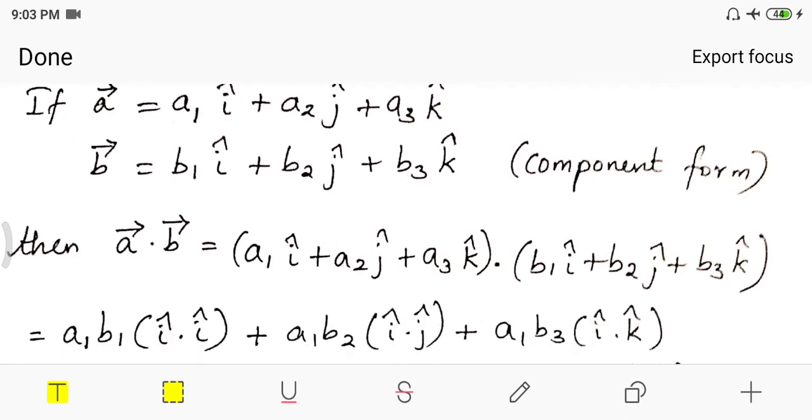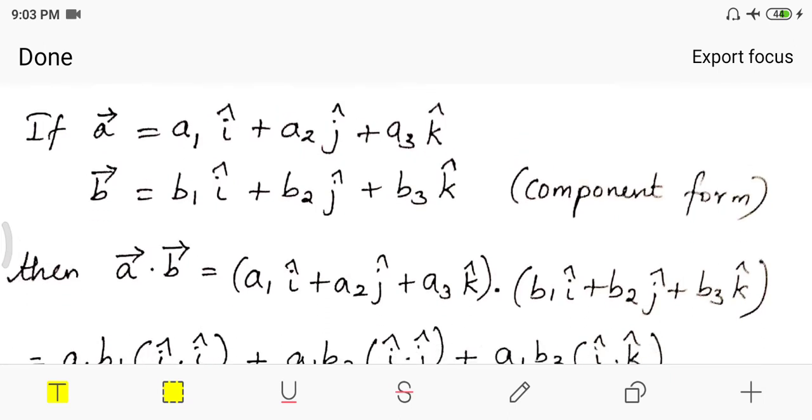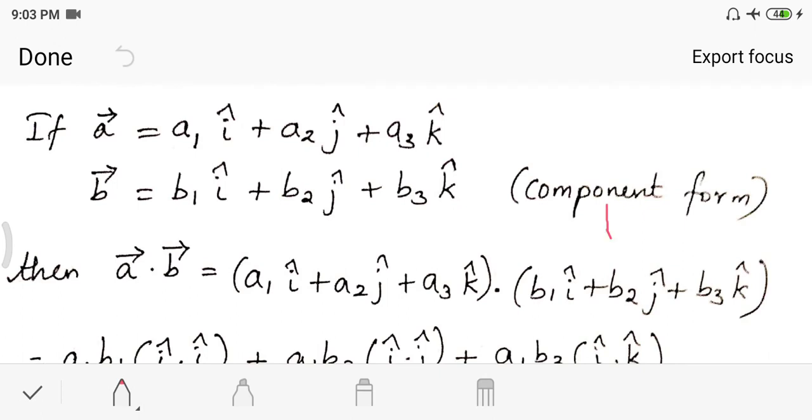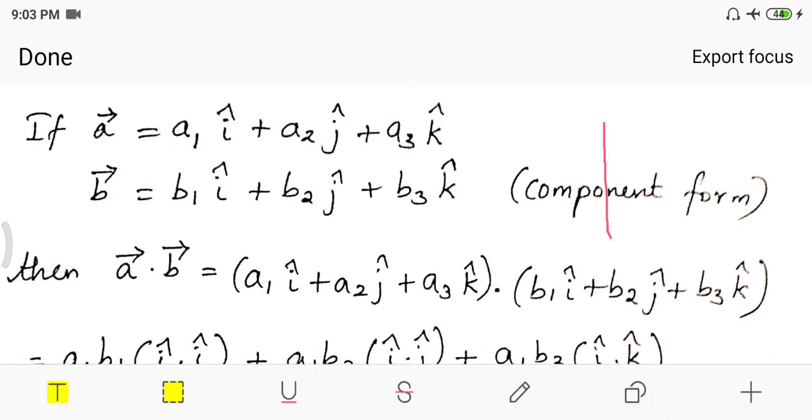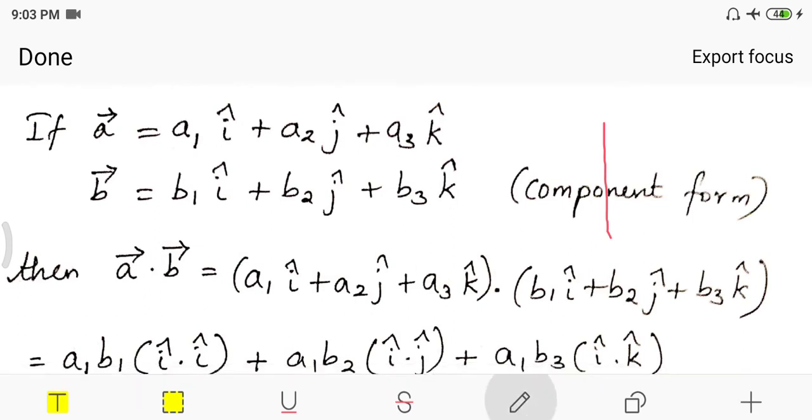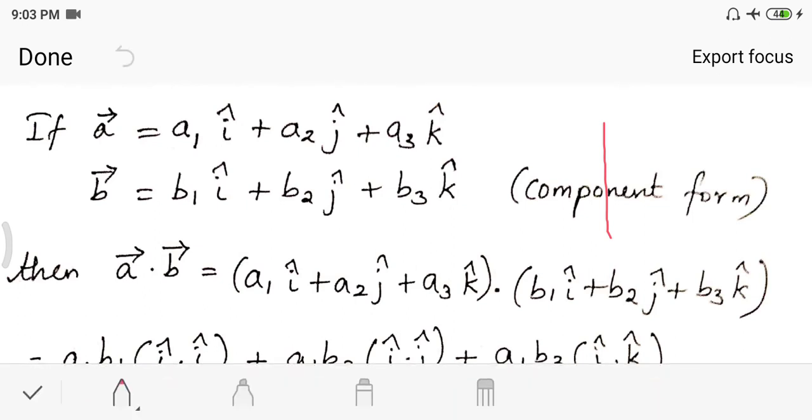Now if A vector is given in the component form with i, j, k vectors, what is the value of A dot B? Sorry. A vector is A1 i cap, A2 j cap, A3 k cap. B components are B1 i cap, B2 j cap and plus B3 k cap. Now A dot B, the same, we are going to just multiply. Okay, leave it. It is component form.